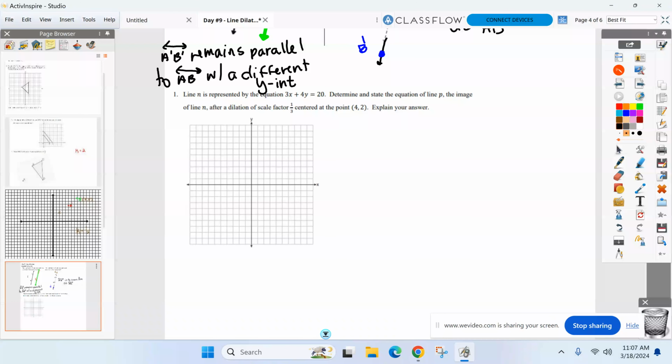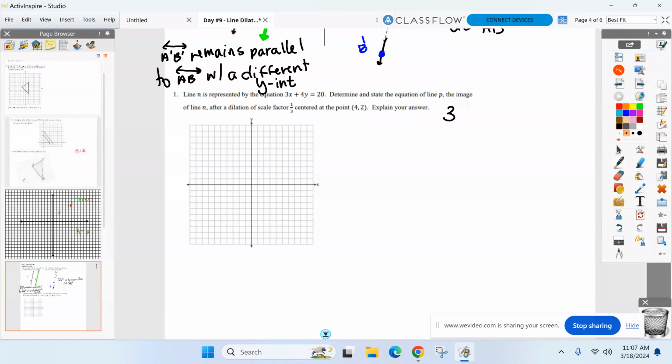All right, next up. Ready to roll? All right, I have this equation: 3x plus 4y equals 20. We're going to dilate it. Here are the conditions. Scale factor 1/3. And we're going to center it at (0, 4).